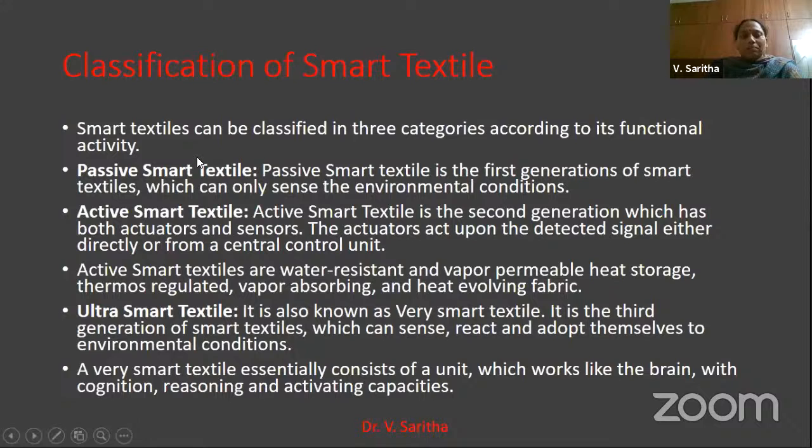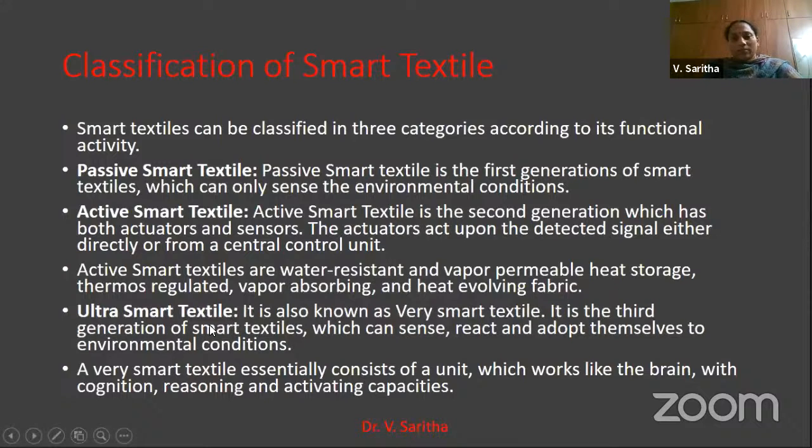So that is the reason this particular advancement has been made to the smart textile when they are talking about the active smart textile. Now in the case of active smart textile, there will be no kind of electrical shock, because those textiles are water resistant and also vapor absorbing actually, so sweat also will be absorbed. Okay, heat evolving fabric, so you will not feel the heat also.